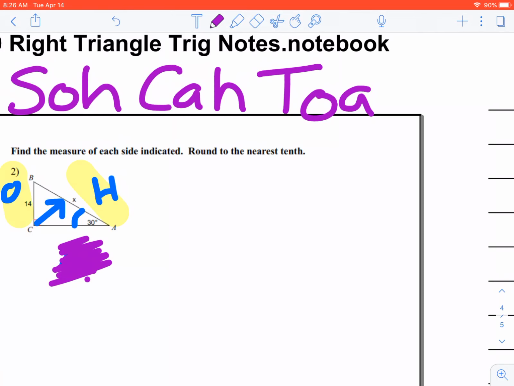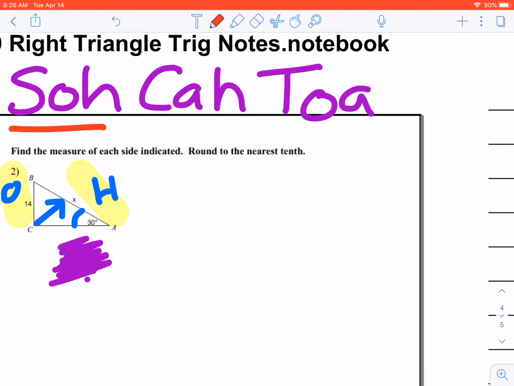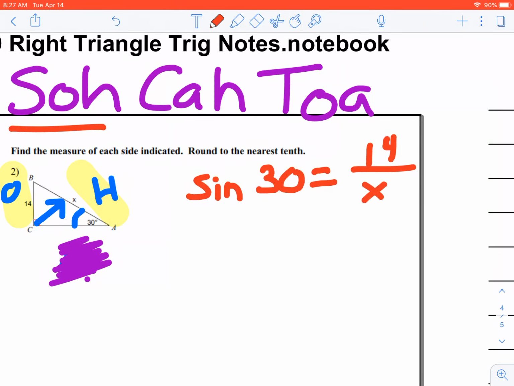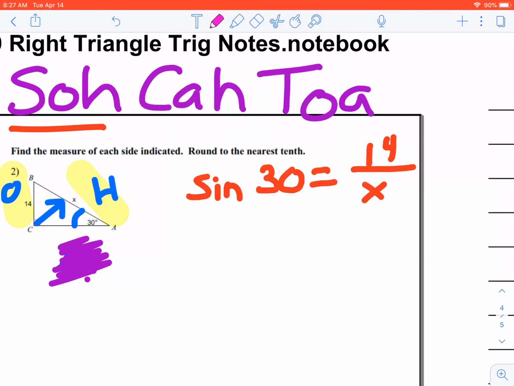So O and H, and I go up top and I say, okay, which trig function up top goes with O and H? Well, that would be sine. Okay? So I plug this in. So I go sine of 30 degrees equals opposite over hypotenuse. Beautiful. So we set it up just like we did the other problem. However, we're going to notice before there was a variable in the numerator. Pretty straightforward. We multiply by the denominator. Even though there's a variable in the denominator, we still multiply always by the denominator.